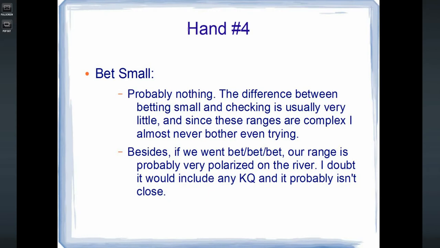So if you want to go bet here, your range is probably going to be pretty polarized anyways. So you might not even want a small betting range here. And the hands that might want to bet really small might be hands like king queen, or queen jack.